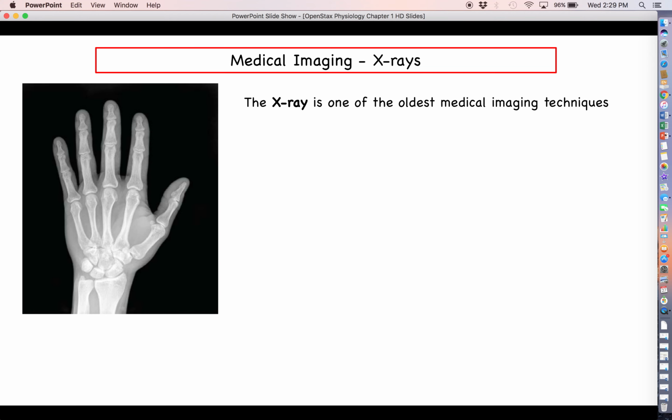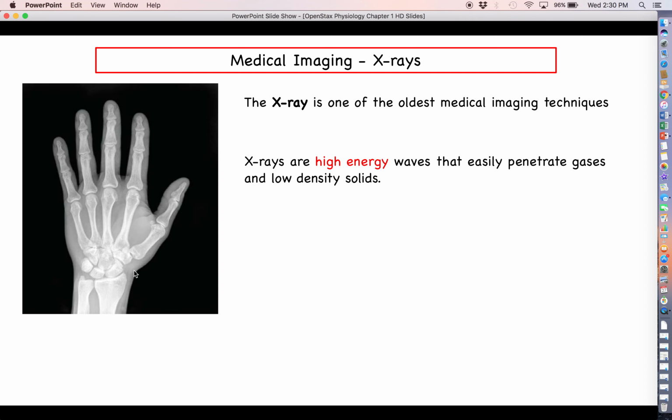Okay, so now that we have a rudimentary understanding of electromagnetic radiation in terms of wavelength and energy, let's start talking about individual imaging techniques. So the X-ray seems an appropriate place to start. X-ray is obviously one of the oldest medical imaging techniques. You can see an X-ray being performed here on someone's hand.